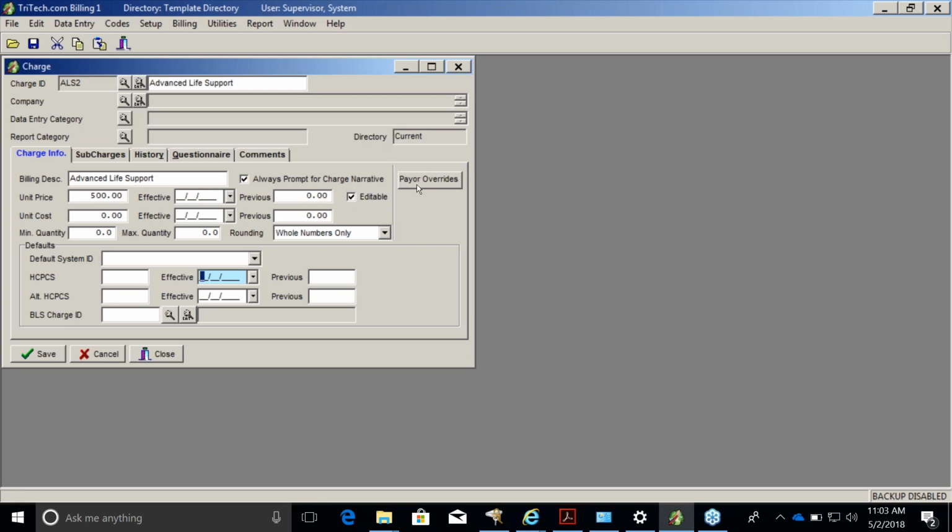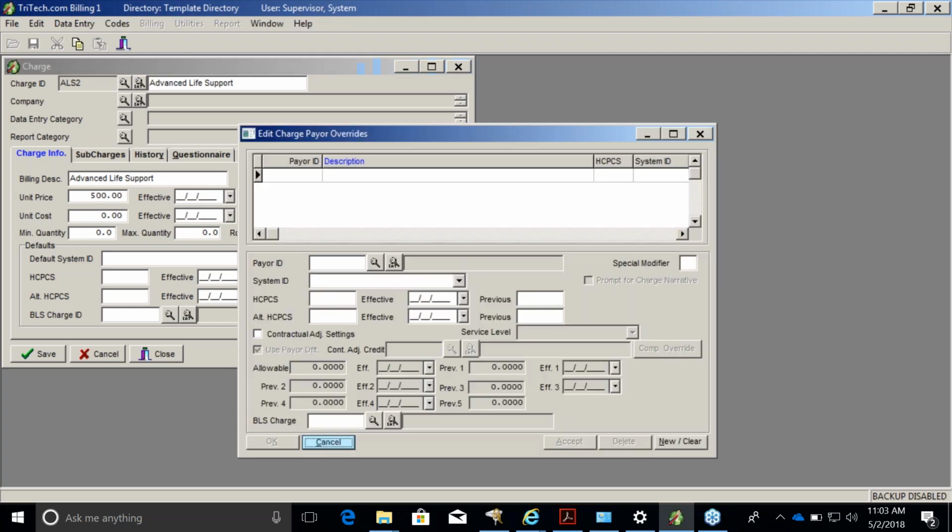Our next area would be the payer override. Now, in the payer override is where you can set a payer ID, and you would set the default system ID, and in this case, I'm just going to put in base charge. Now, if the HCPCS does not change for the payer from the original screen, there is no need to enter the HCPCS. Only if it is different.